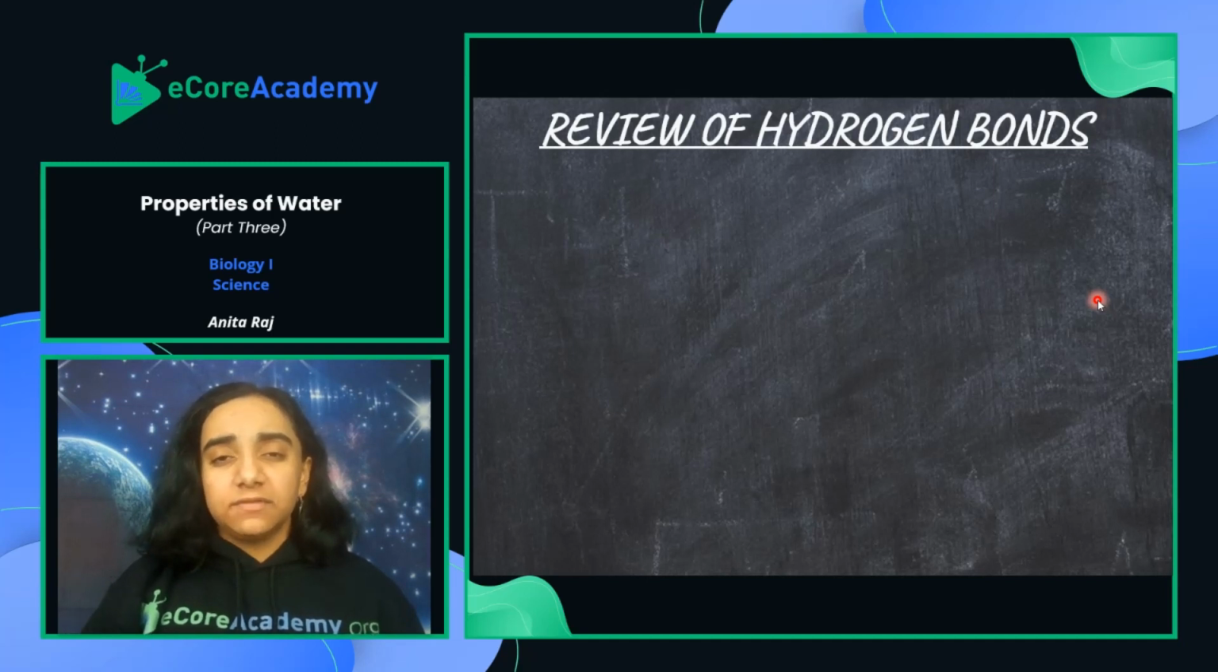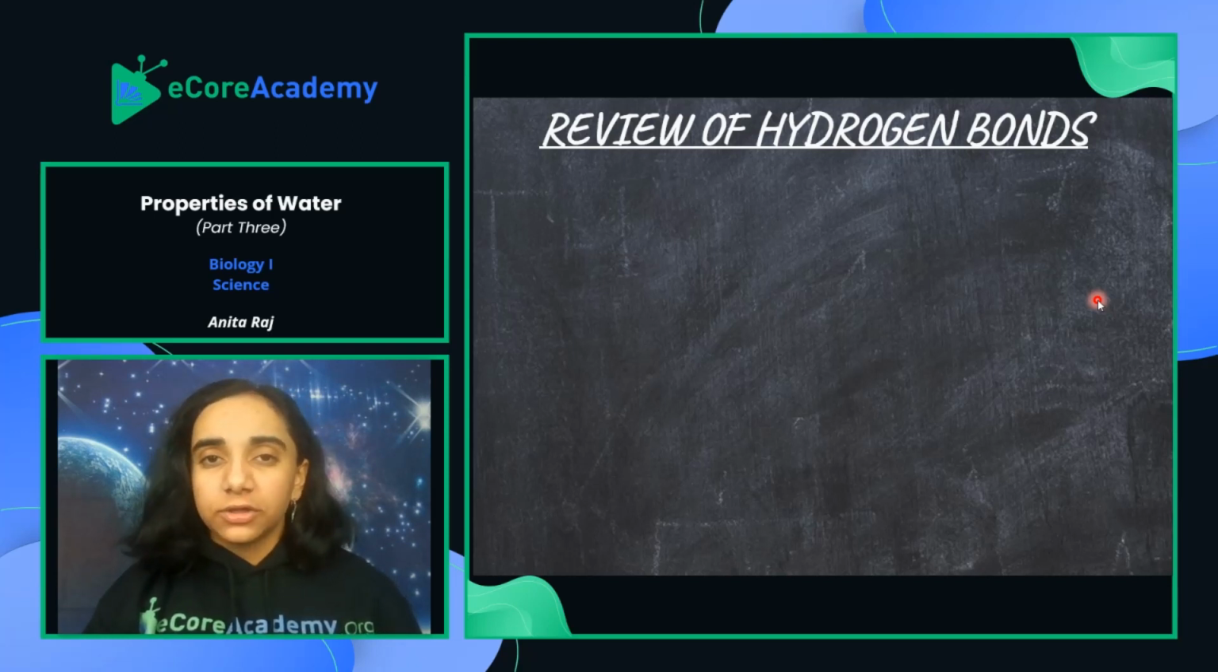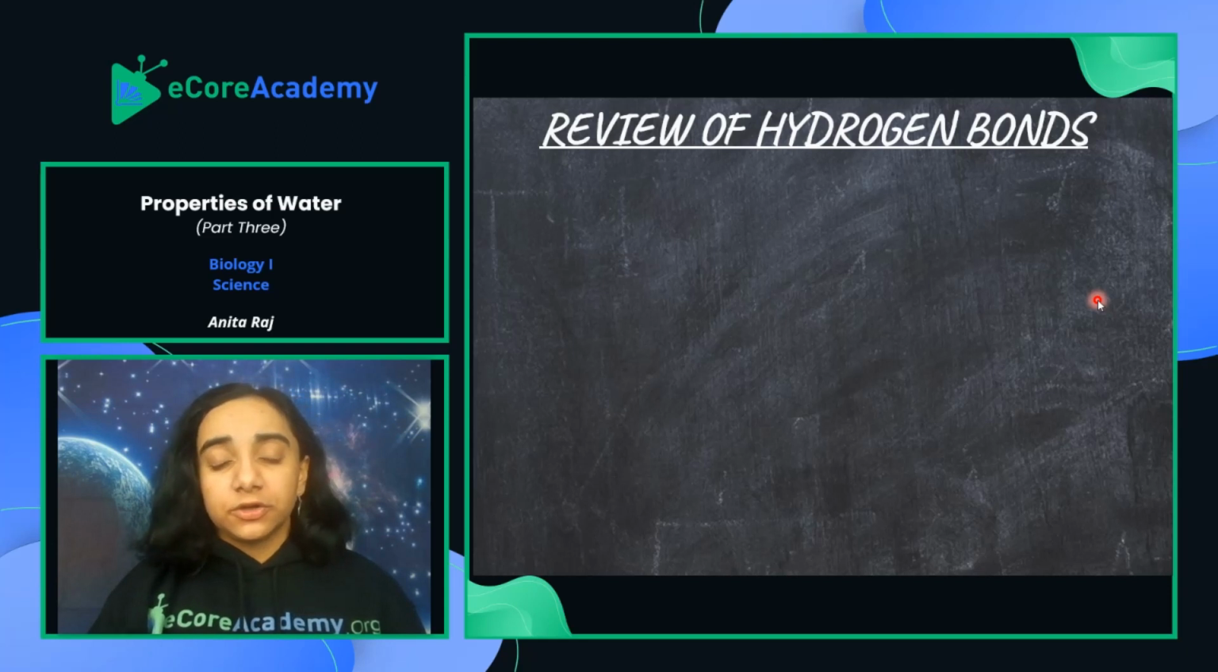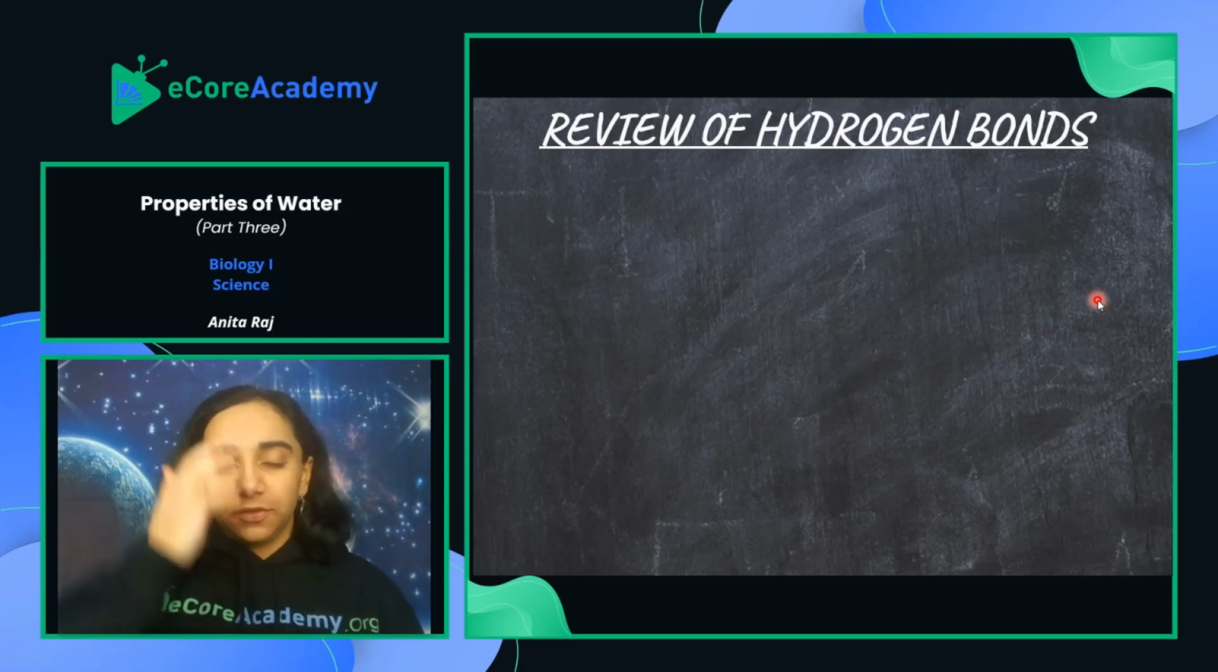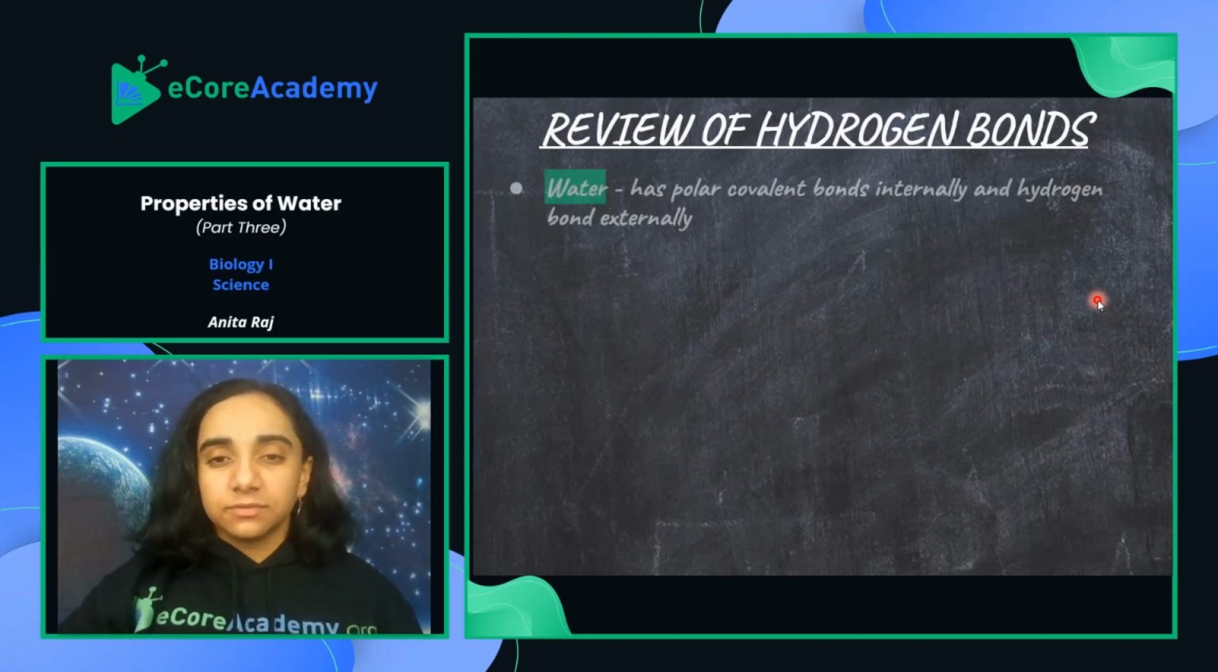Before I talk about any of these heat-related properties, I think it's important to review the structure of water. We're mainly going to focus on hydrogen bonds, which is what I covered in the last video, because in the first video, we talked about just a plain water molecule. So we talked more about the internal structure of one water molecule. And then last video, we talked more about external. So we talked about multiple water molecules associating with one another. So let's review hydrogen bonds.